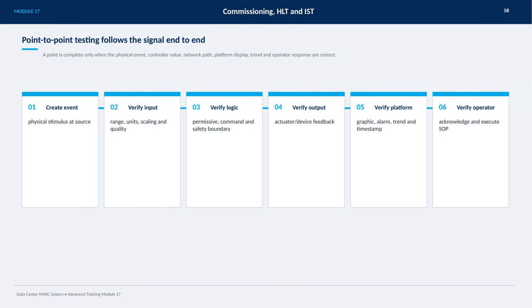We also confirm the platform displays the correct graphics, alarms, trends, and timestamps. Finally, we test the operator's ability to acknowledge and execute the standard operating procedure. This comprehensive approach guarantees the system's reliability and performance.